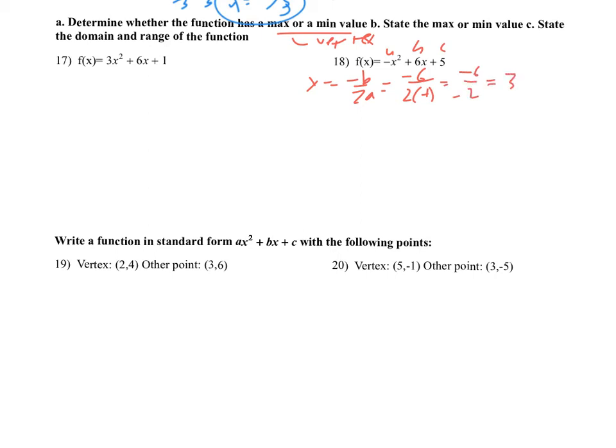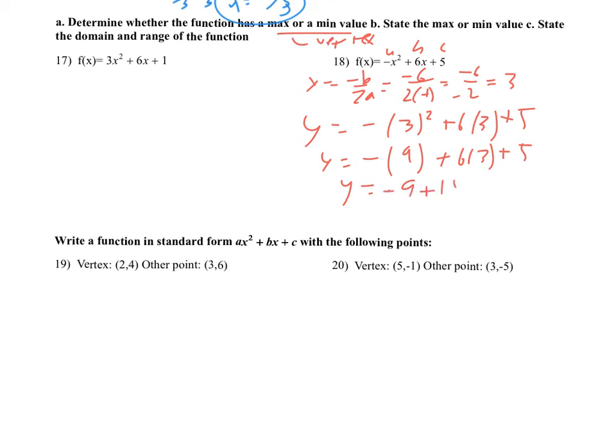And now to find the y value, I'm going to plug that back in to all my x's. And so then I have to do PEMDAS here, so I'm going to leave that negative there while I square that, which is 9. But then I multiply it by a negative, and it turns into negative 9, and then plus 18, and then plus 5. And then negative 9 plus 18 is 9, plus 5 would be 14. So that's my answer for part B, the y value of the vertex, which is 14.